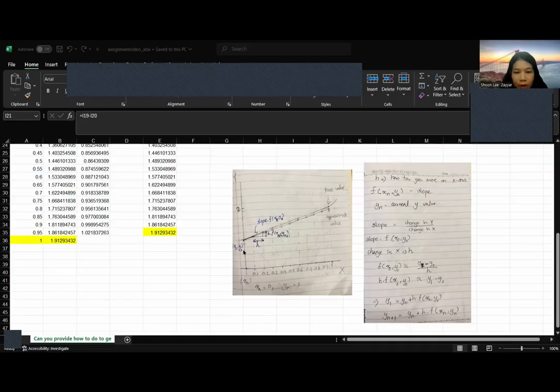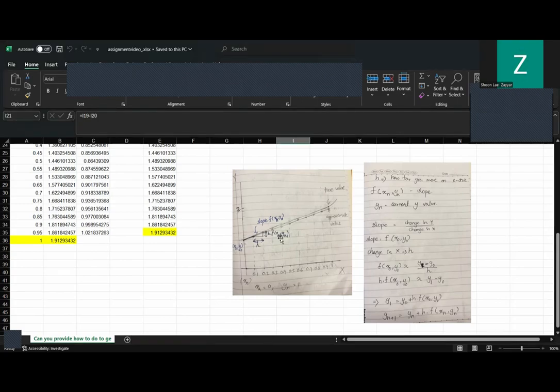Imagine we have the initial point. Let's call it x0, y0, according to the photo on the left-hand side. So we have the initial value x0, y0. Then at this point, we know the slope of our function. The slope is given to us by our differential equation, which we can call f of x and y, or maybe dy by dx.